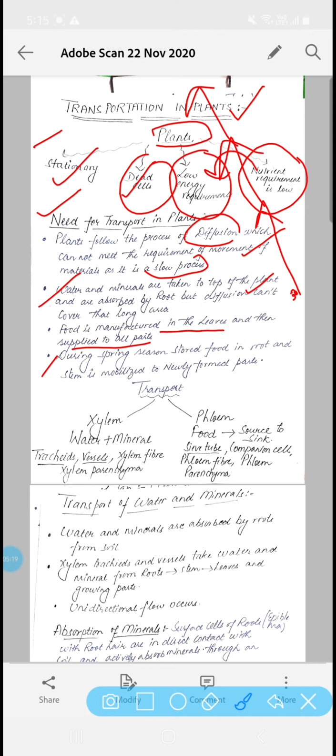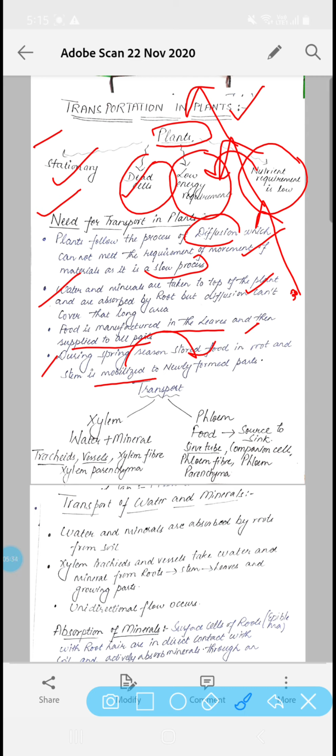So at that time the stored food in the root and stem is mobilized, it starts moving from that stored area to the newly formed area, because in the newly formed area the amount of energy required is high. So to maintain a continuous amount of energy, a regular supply of nutrients is there. So for this flow also we require transport in the plants.